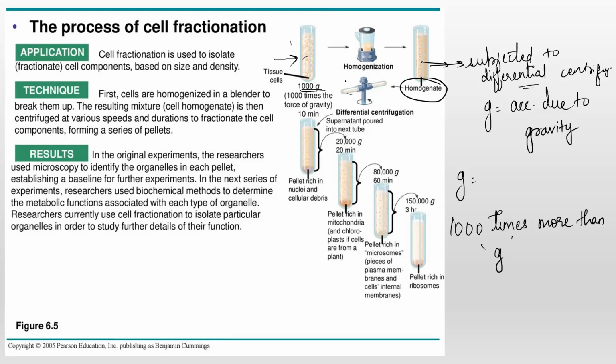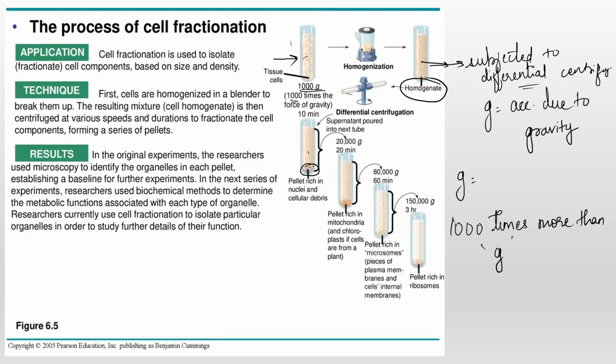So when you apply 10,000 g to this homogenate for 10 minutes, what will happen? The heaviest organelle or the heaviest component will settle down as a pellet. So this is the pellet at 10,000 g. Now you get two different phases: one is the supernatant, one is the pellet. Then you take the supernatant very carefully, very gently, because you're working with cell organelles. They are very delicate. You do not want to distort them. So you take the supernatant in another test tube.